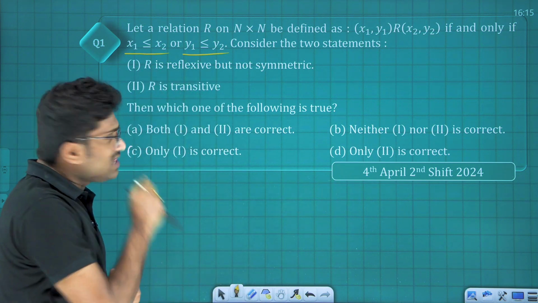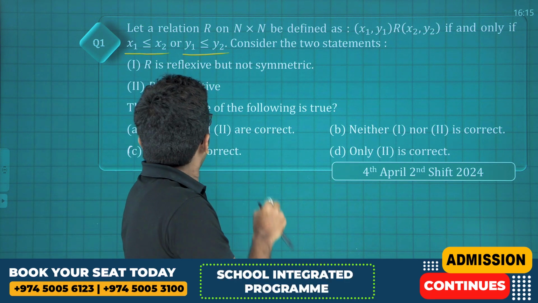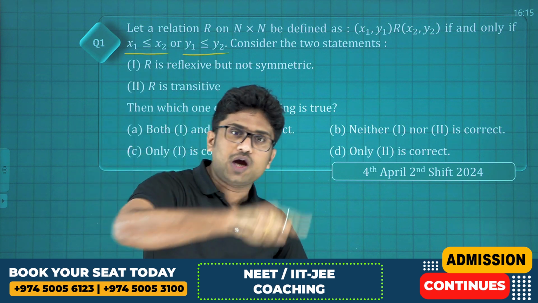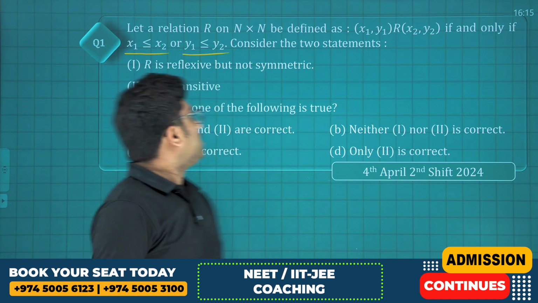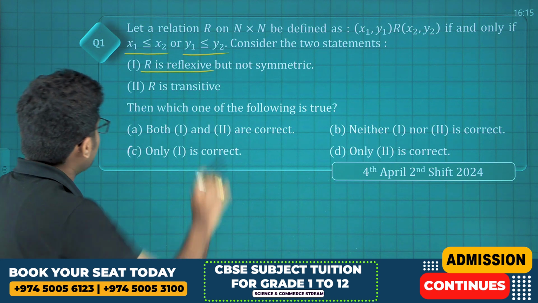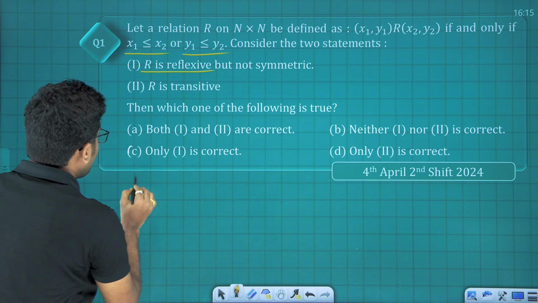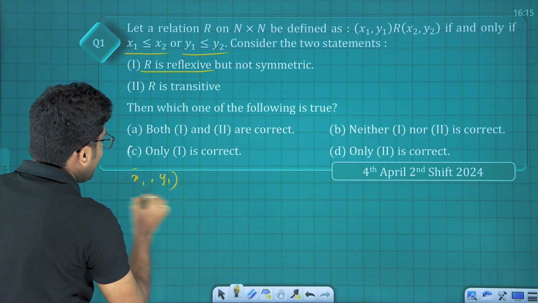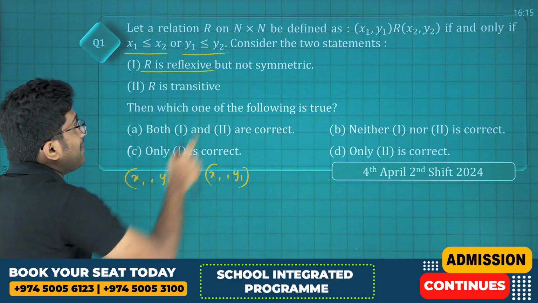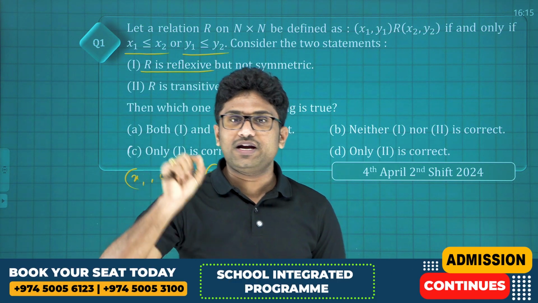Now, in this case, see friends, a relation is said to be reflexive if and only if (a, a) belongs to R for all a belonging to A. To see whether R is reflexive but not symmetric, first we'll go with reflexive. If an ordered pair (x1, y1) is related to (x1, y1) for each (x1, y1) belonging to N, then such a relation is said to be a reflexive relation.